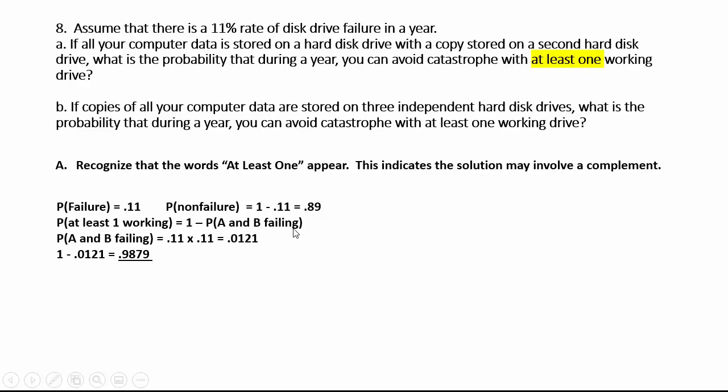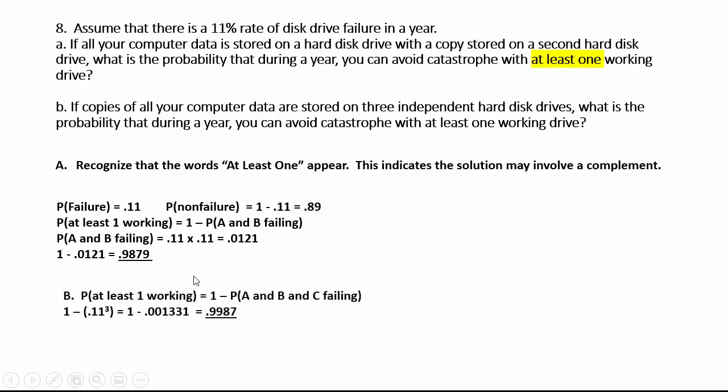So how do we find out if they both fail? The probability of one failing is 0.11. The probability of A and B failing, once again a little multiplication in there, would be 0.11 times 0.11, or 0.11 squared, which gives you 0.0121. That's the probability of both failing. So if we want the probability of at least one working, meaning surviving, it's 1 minus that probability. If you subtract 0.0121 from 1, you get 0.9879, and that is our answer.